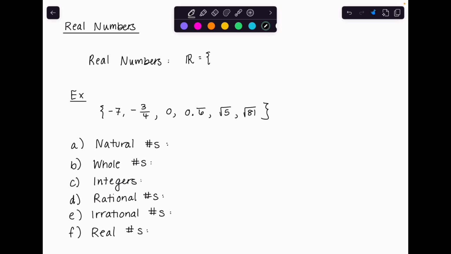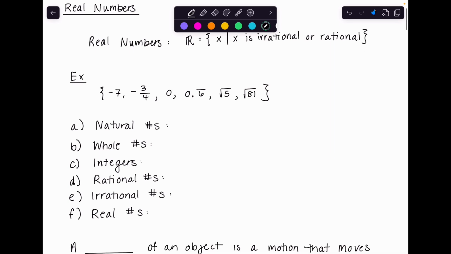And the way we're going to define this is with that set builder notation. So we say X is a real number as long as X is irrational or rational. So every real number is going to be classified as one of those two things.